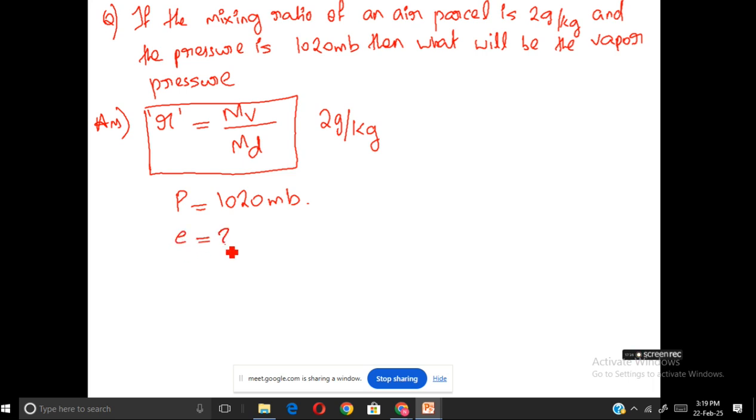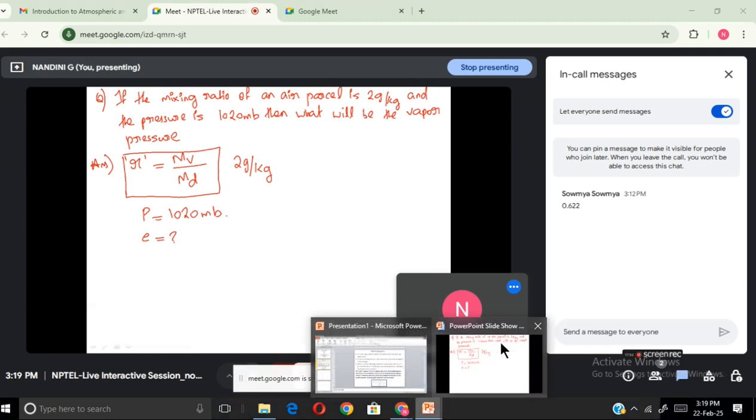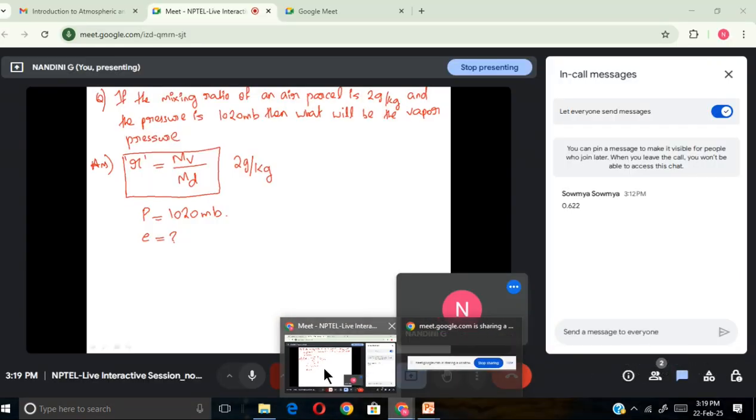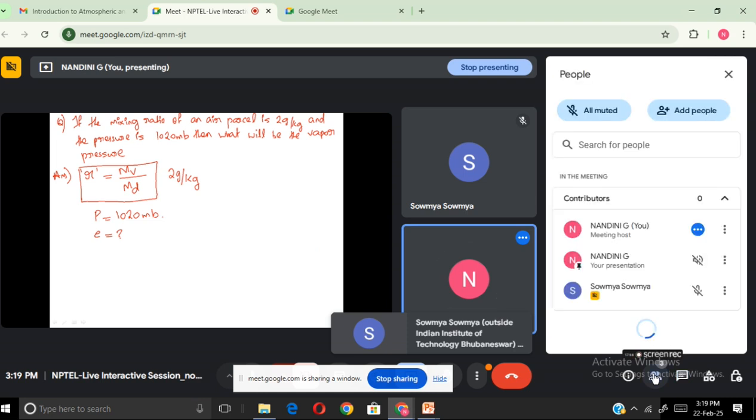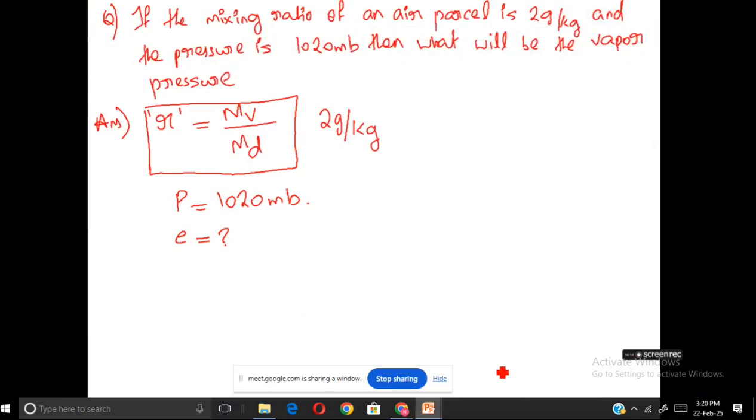What will be the vapor pressure E? That is the question. So this is the total pressure. We have to find the vapor pressure, which is E. So basically, we want to find the vapor pressure, which is E. The mixing ratio and total pressure are given in the question.